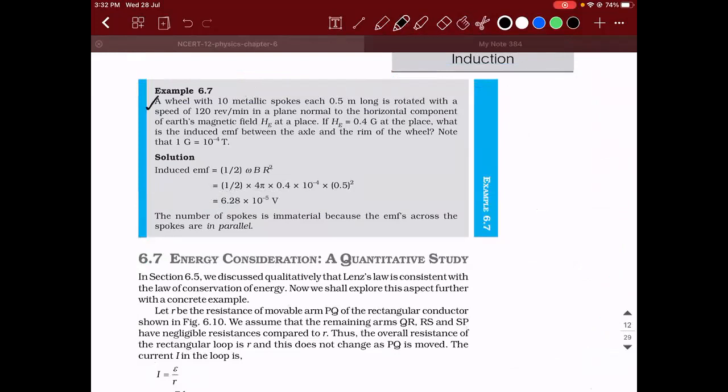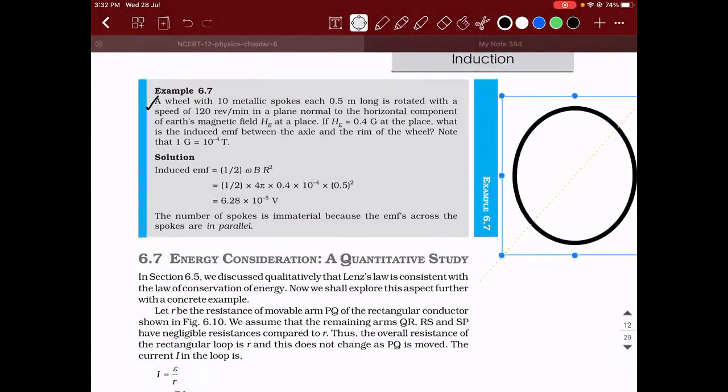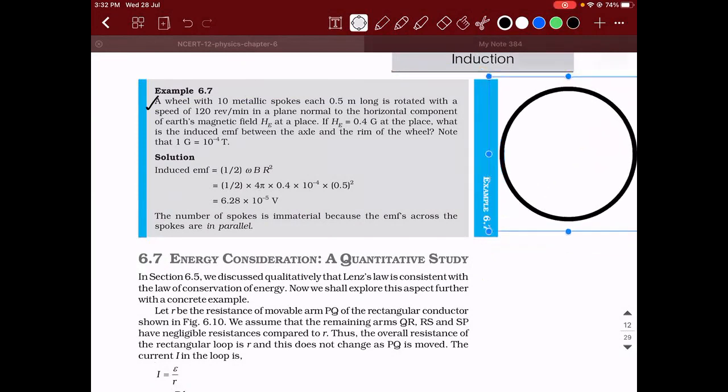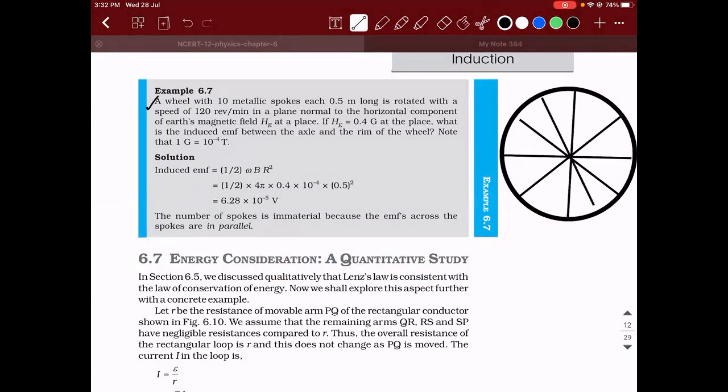The next one is, there is a wheel which has 10 metallic spokes. You know what is a metallic spoke, right? You would have seen cycle wheels. So something like this. I just drew it randomly, I didn't count how many are there.